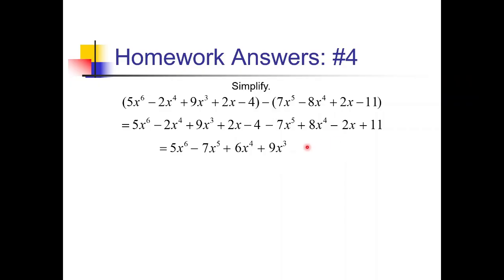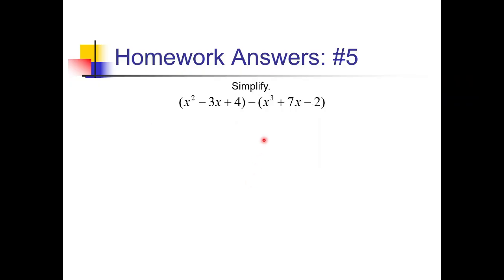There's no x squared, so we go on to x to the 1st power. We have a positive 2x and a negative 2x. Those just cancel out completely. We do not need to write 0x. Next, we have a negative 4 and an 11. That adds up to 7, and that is it.